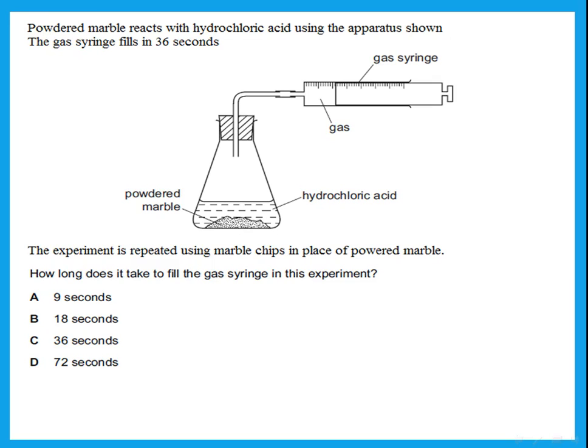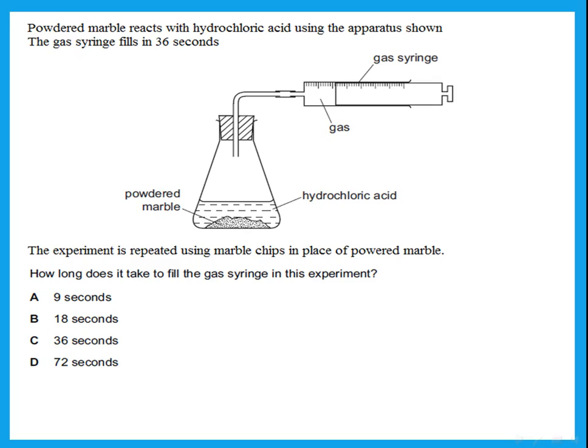Powdered marble. Now he's going to use marble chips. You have to know the difference between these words. Powdered marble means very, very tiny pieces. Marble chips are bigger pieces. So now he's going to use larger pieces.